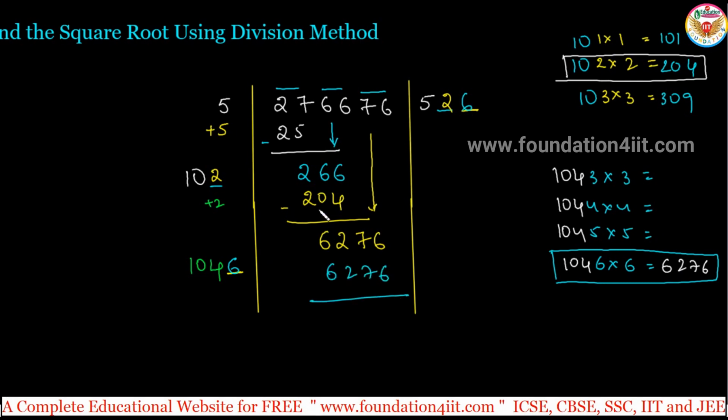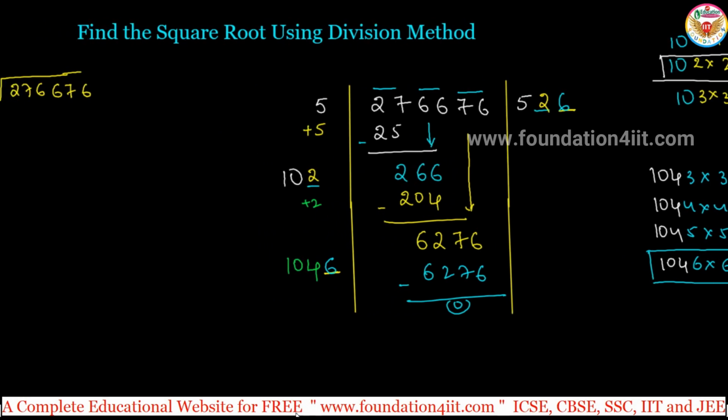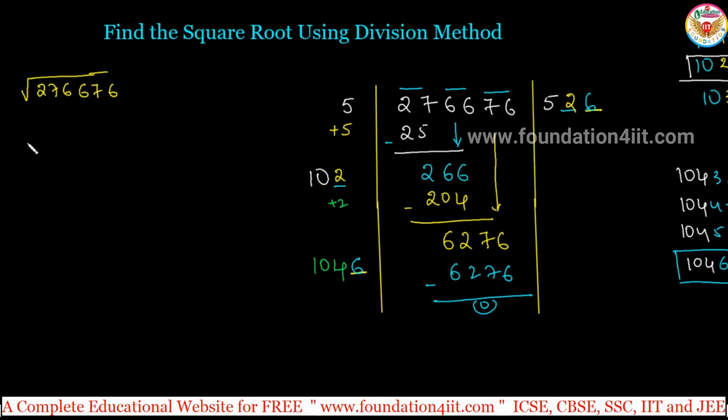If it is a perfect square, you will get exactly 0 after subtracting. Now once you get this, the quotient place is our answer. The quotient is 526. So the square root of 2,76,676 is 526. Let me explain one more problem to give you more idea. If any question is given, first, let me take a 5-digit number.